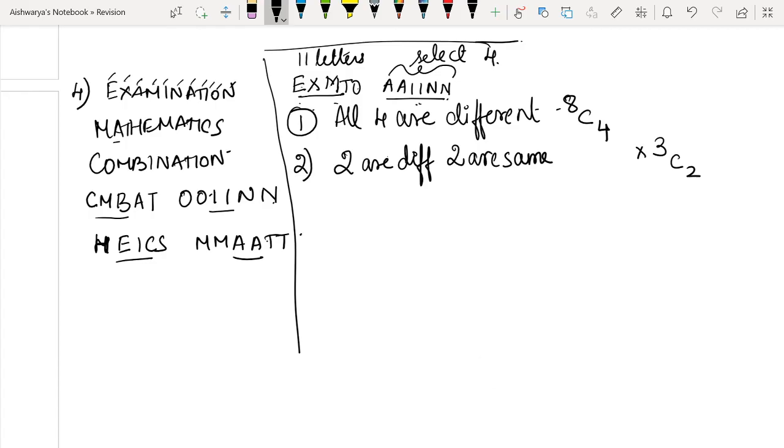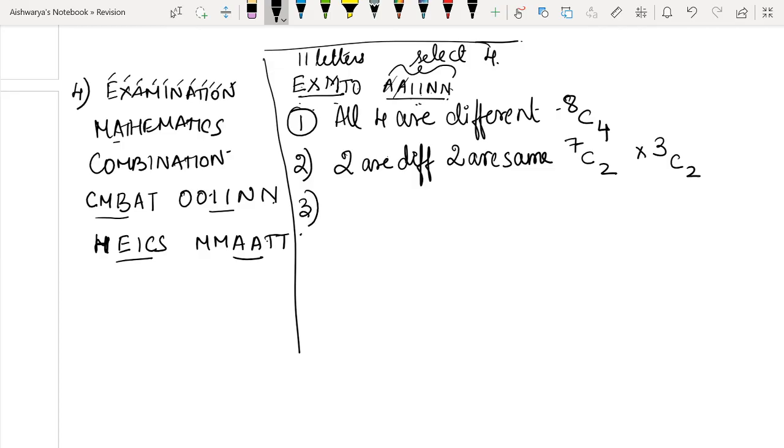Now I have to select 2 from the remaining. Now what are the remaining? I have selected, let's say, some A, then I and N is remaining, and from this 5 are remaining. So 5 plus 2, 7 different letters are still left. From that I have to select 2 letters. That's how I will get 2 different and 2 same.